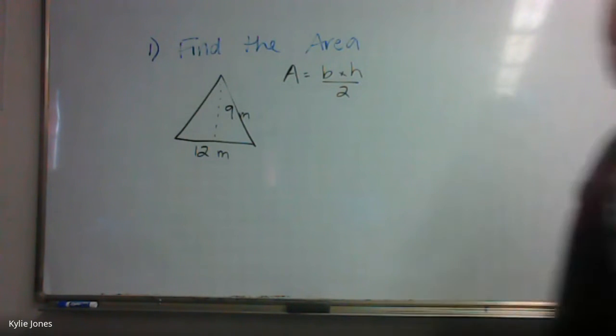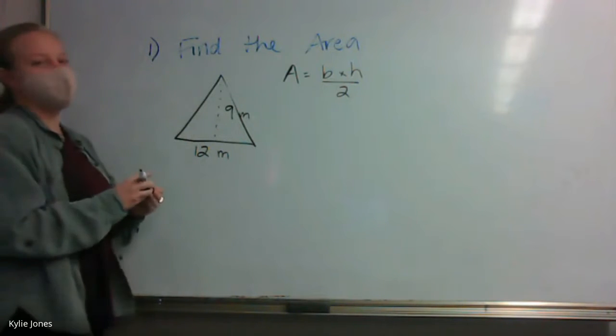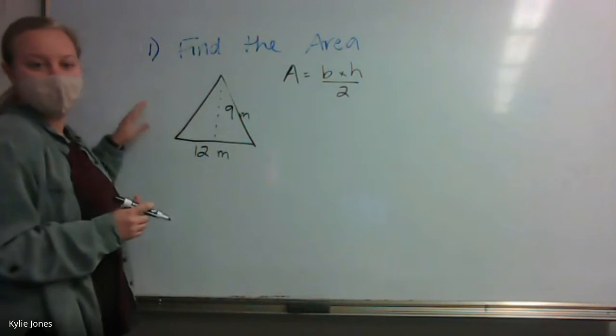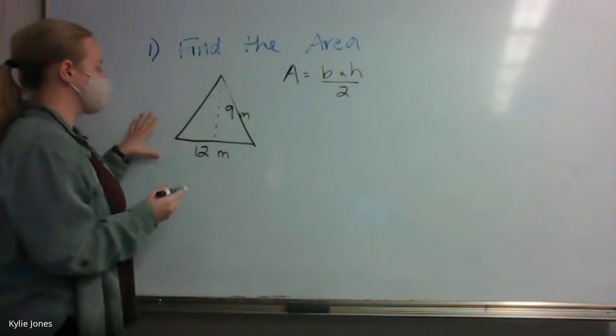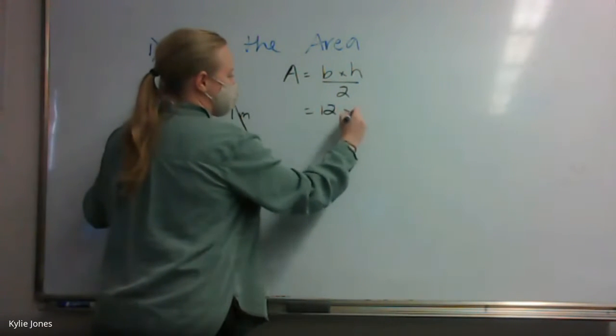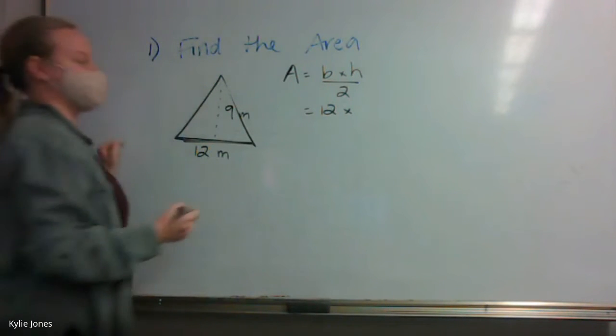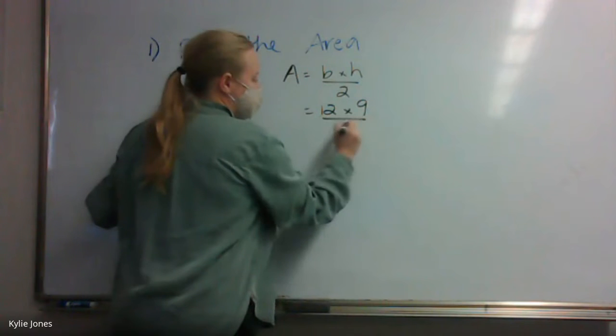All right, let's go over this one. So, base times height divided by 2. What is the base of this triangle? The base of the triangle is 12. The base is 12, this bottom part. So we have 12 times, what's my height? 12 times 9. And we need to divide that by 2.